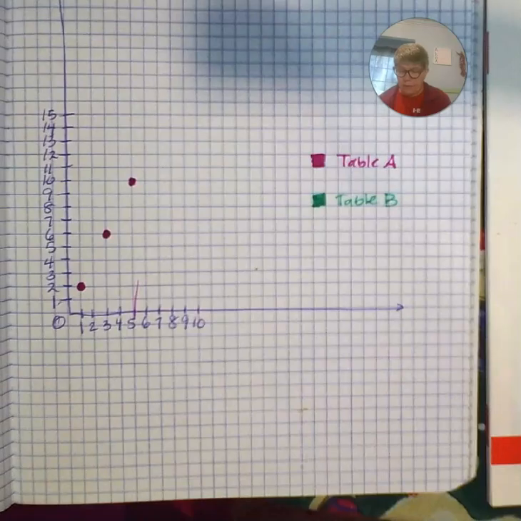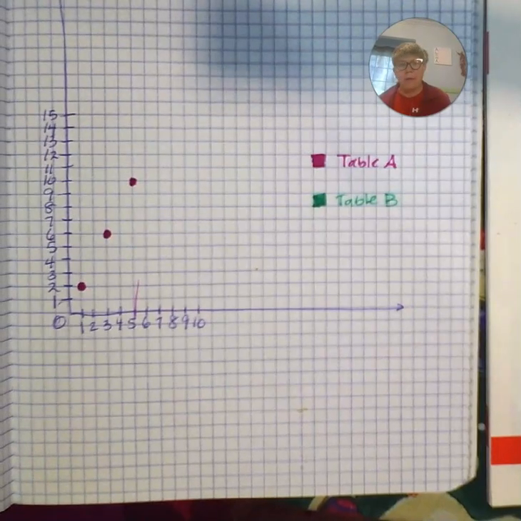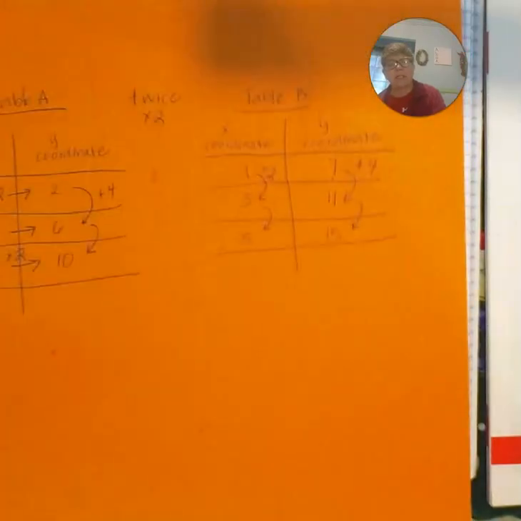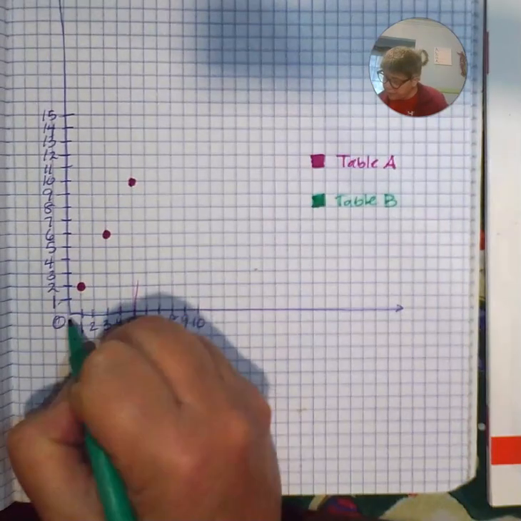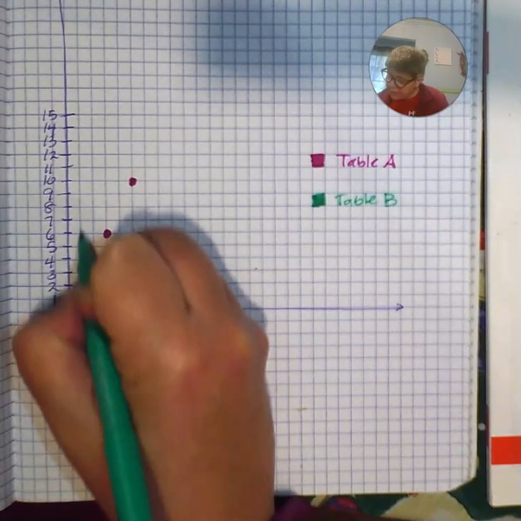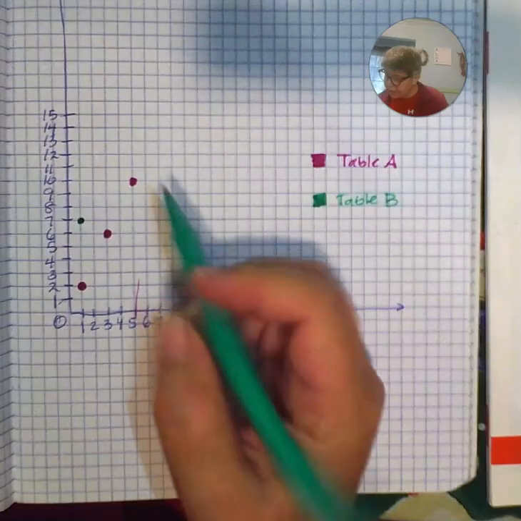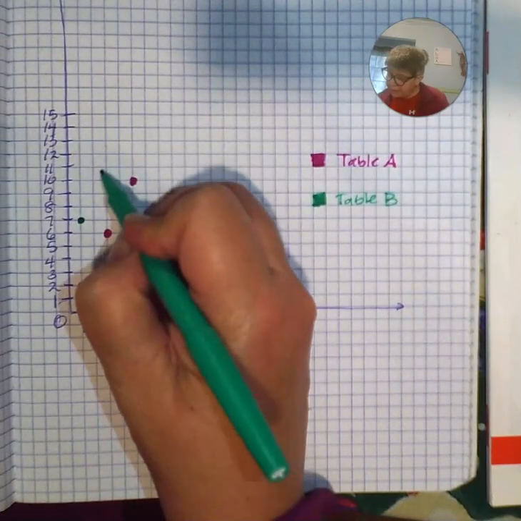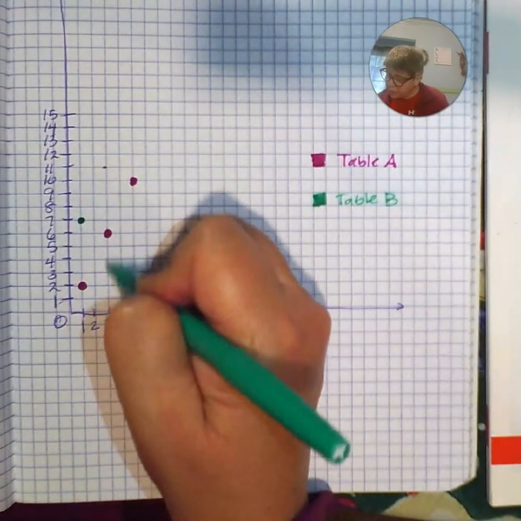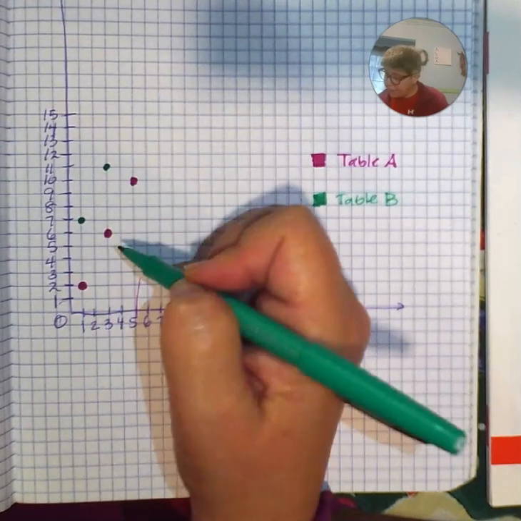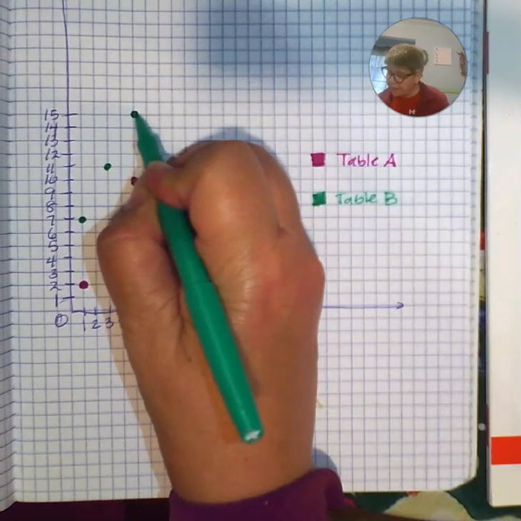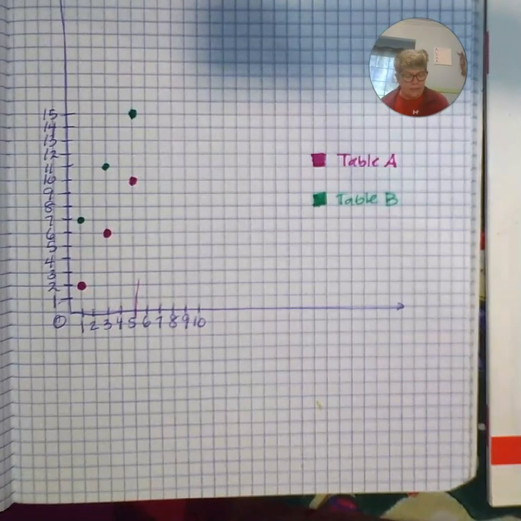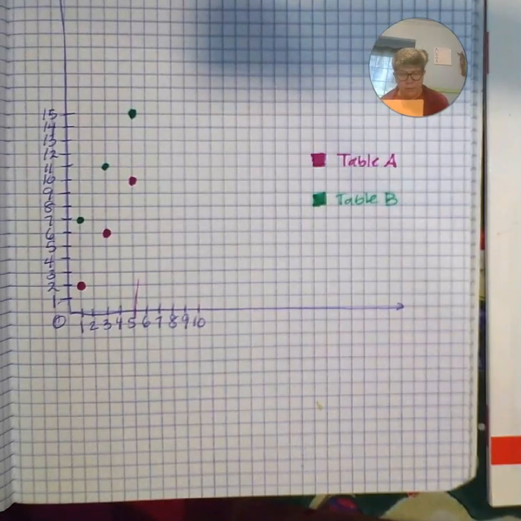Then I'm going to do the same thing except in green for my table B, and you have it there in your book. I'll just flash it back over here. 1, 7. So I'm going to use my same coordinate grid. 1, 7, 3, 11, and 5, 15. Okay, that is an interesting coordinate grid, isn't it?